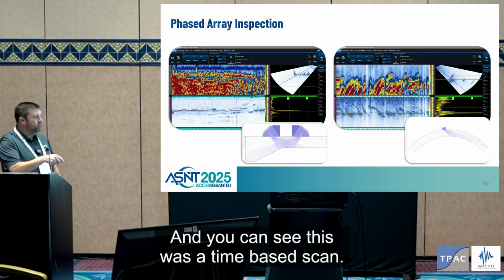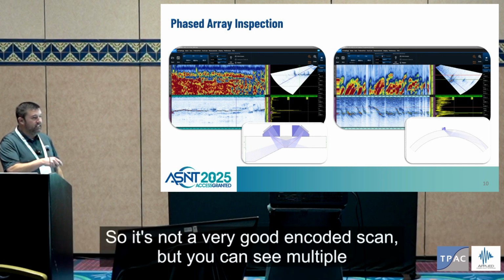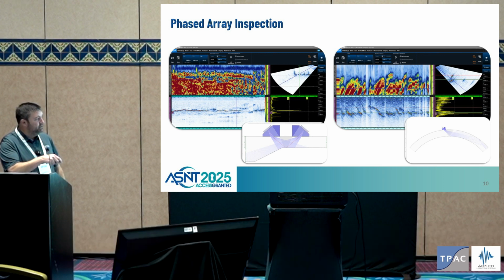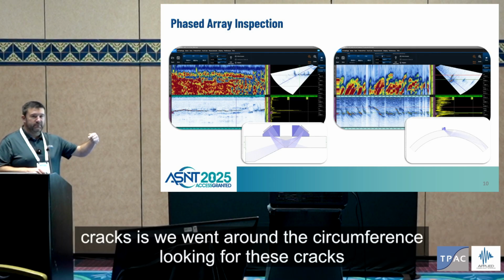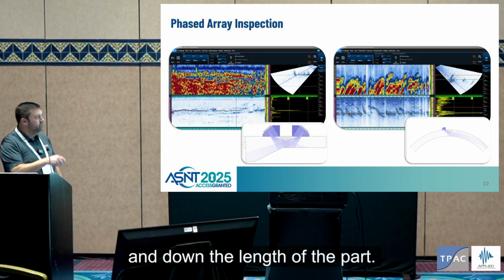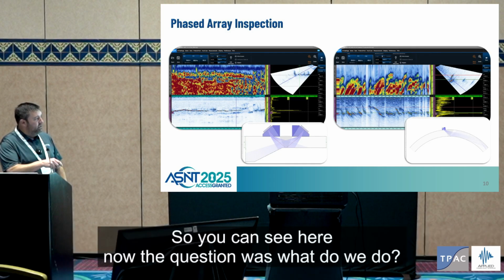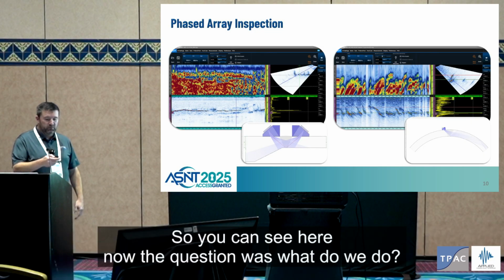And you can see this was a time-based scan, so it's not a very good encoded scan, but you can see multiple cracks as we went around the circumference looking for these cracks and down the length of the part. So you can see here. Now the question was, what do we do?